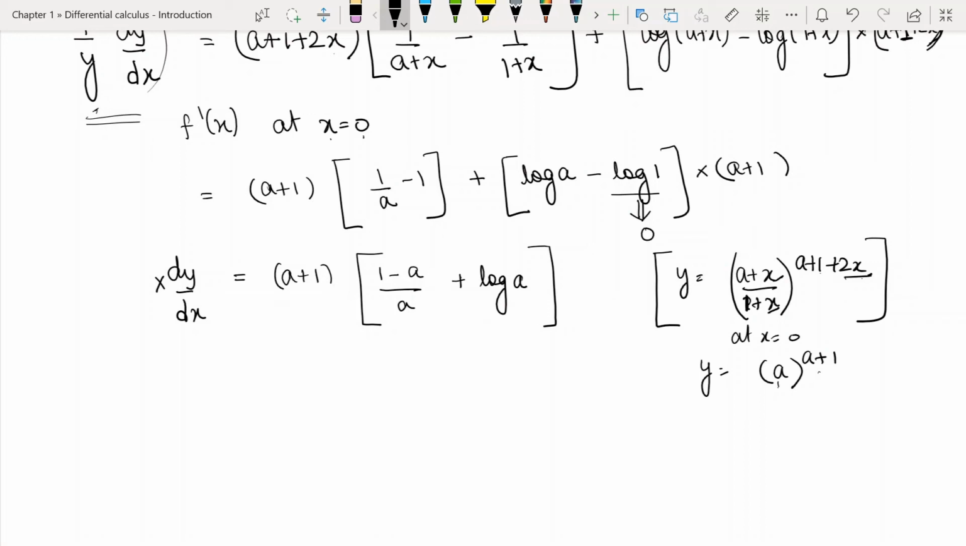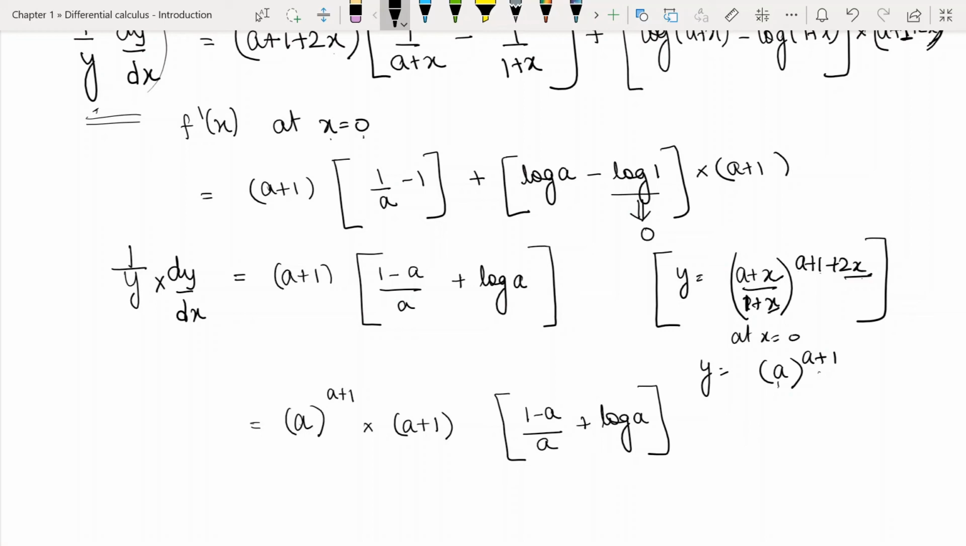Okay, so now this y multiplied by 1 upon y comes to the other side. So what happens when it comes to the other side? It becomes a raised to the power of a plus 1, multiplied by a plus 1, multiplied by 1 minus a by a plus log a. Now at this juncture I am going to look at the options and see if it matches, else we are going to simplify this further.